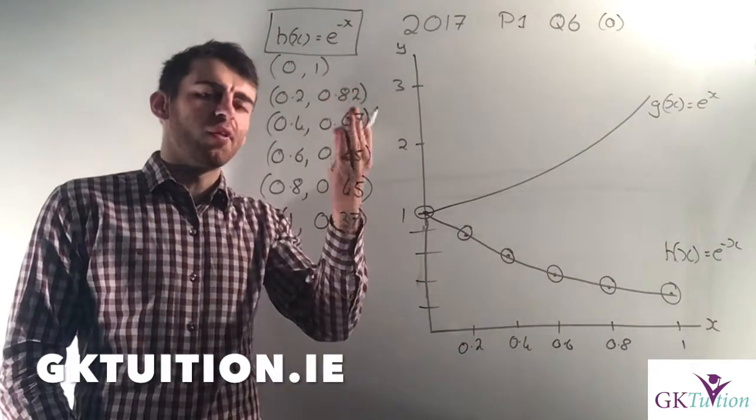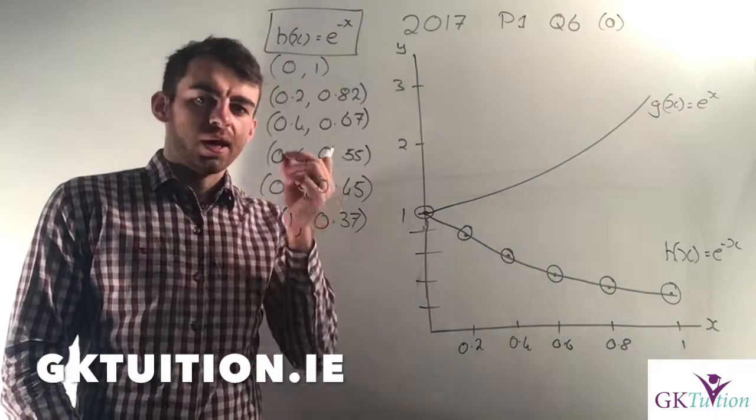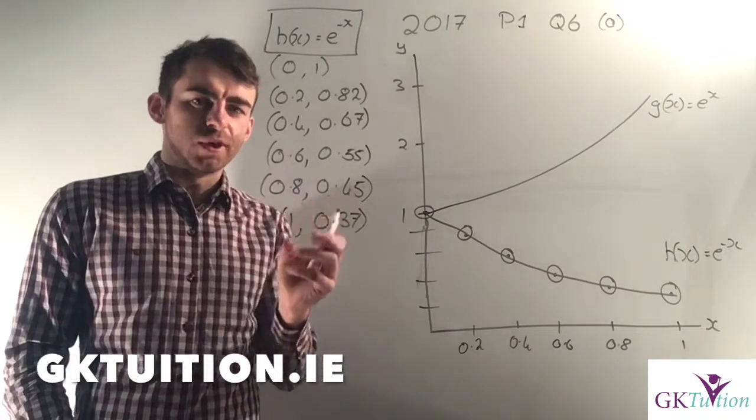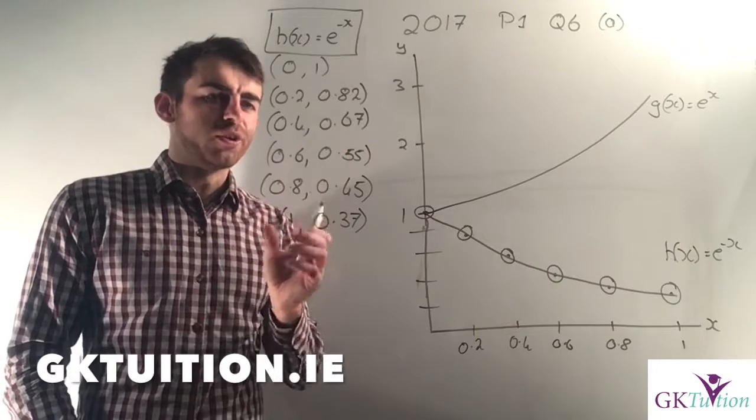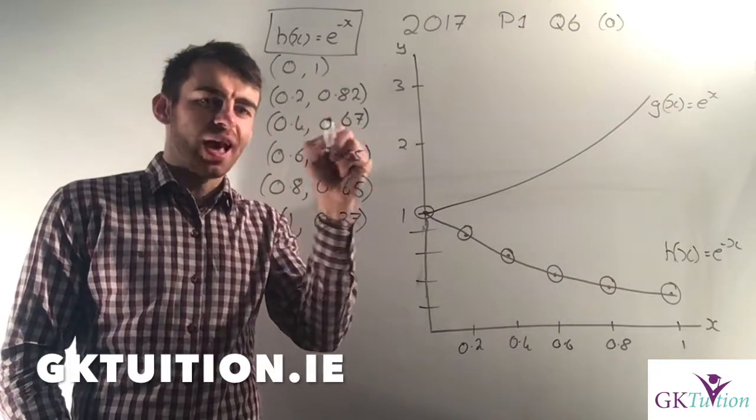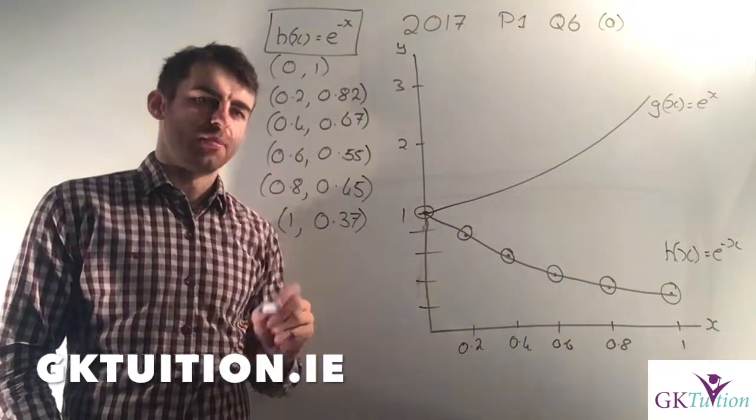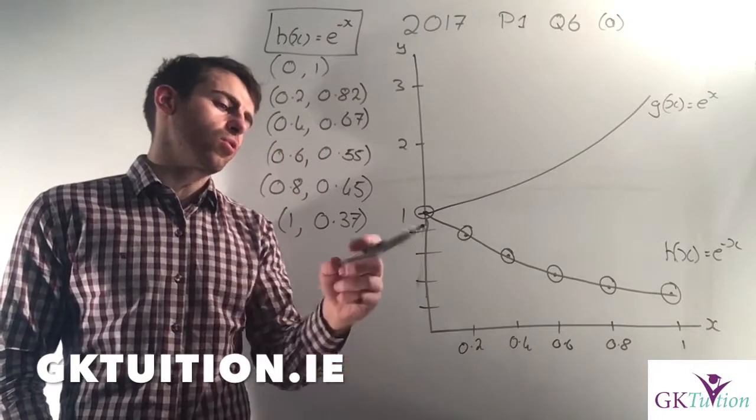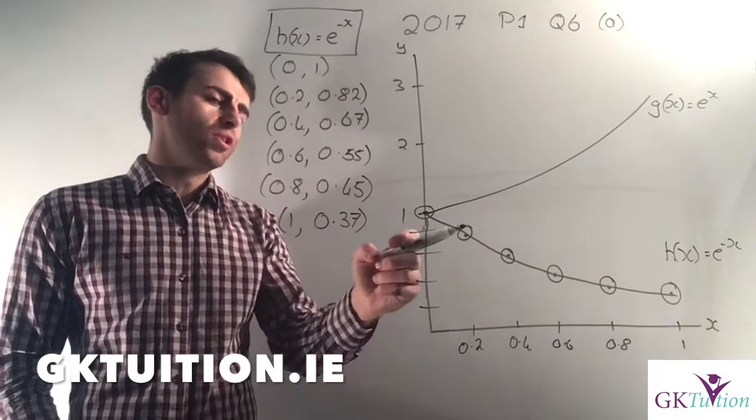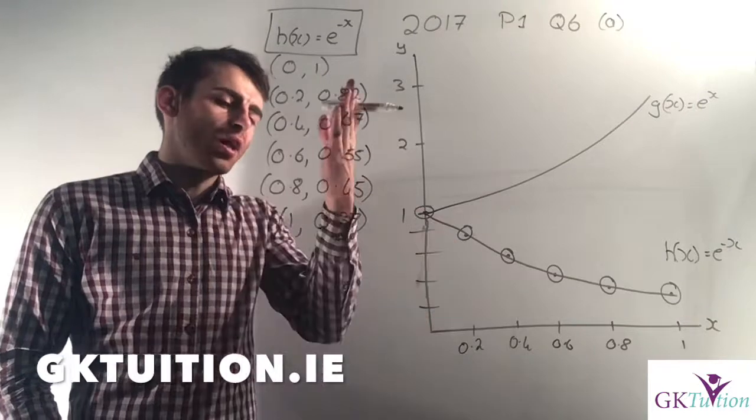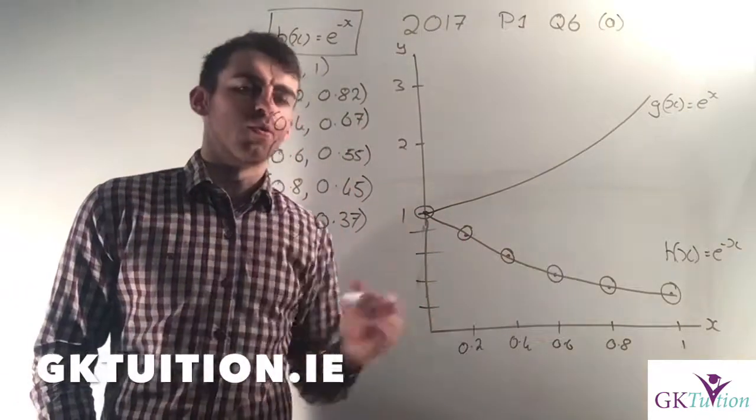Now you should notice that I've already worked out my coordinates here. Most students do this fully just on their calculator, but if you're doing it on your calculator, make sure you get into the habit of actually writing out your coordinates. So I've written out my coordinates. The first one is the coordinate 0, 1, 0.2, 0.82, and so on. So you just plot your 6 different coordinates.